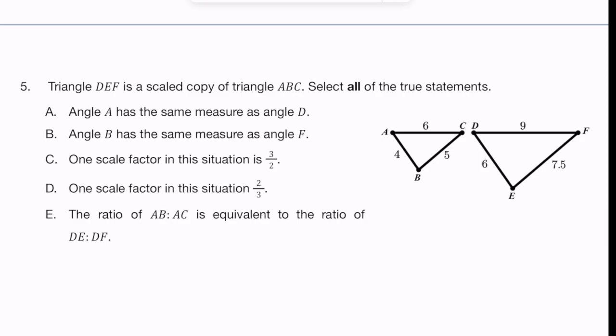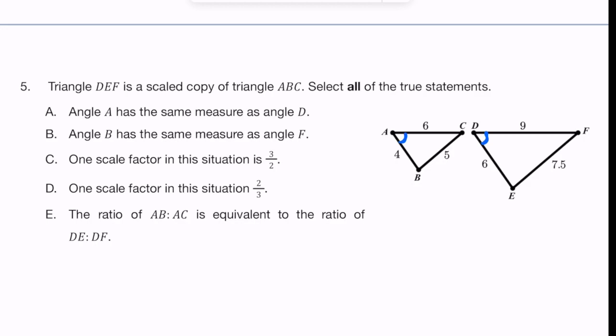For question 5, we have another select all of the true statements. Triangle DEF is a scaled copy of ABC. So we know that these are scaled copies, and we're trying to see what's true about them. Okay. Angle A has the same measure as angle D. So here's angle A, and then here's angle D.